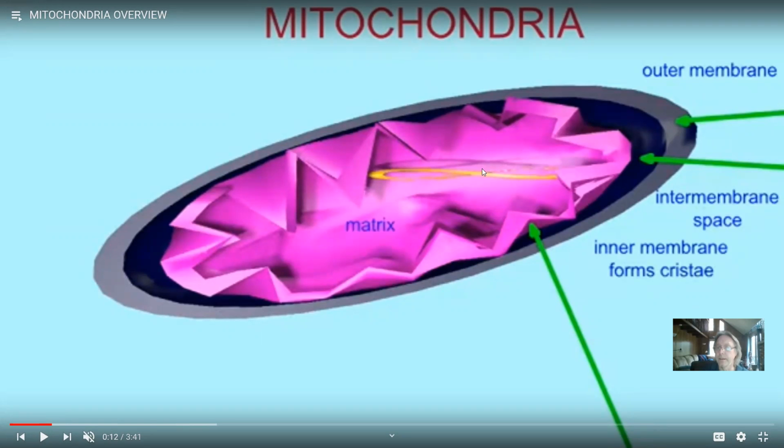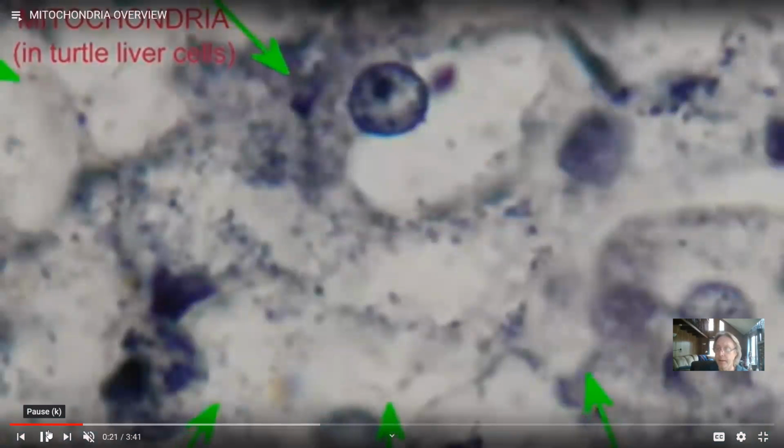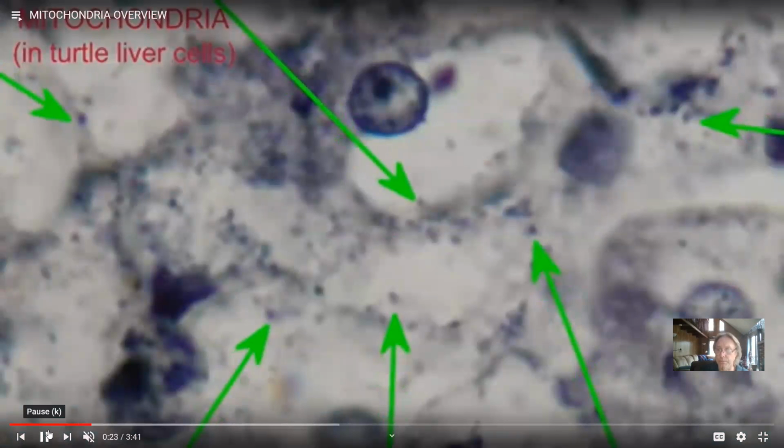One of the fascinating things about them is they have DNA. So there are two parts of your cell which have DNA: the nucleus, which has those 46 nuclear chromosomes. Remember, we talk about humans having 46 chromosomes. But then mitochondria have their own chromosome. Now, this is the cells of a turtle's liver. You can see these big nuclei. See all the little dots? Those are mitochondria. A cell could have 10 mitochondria.